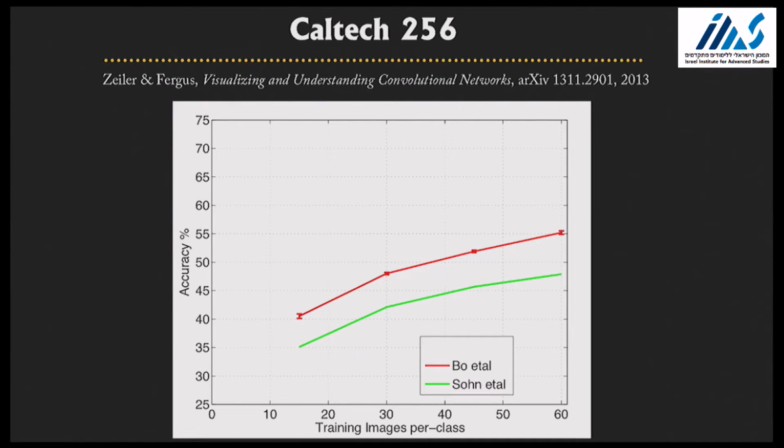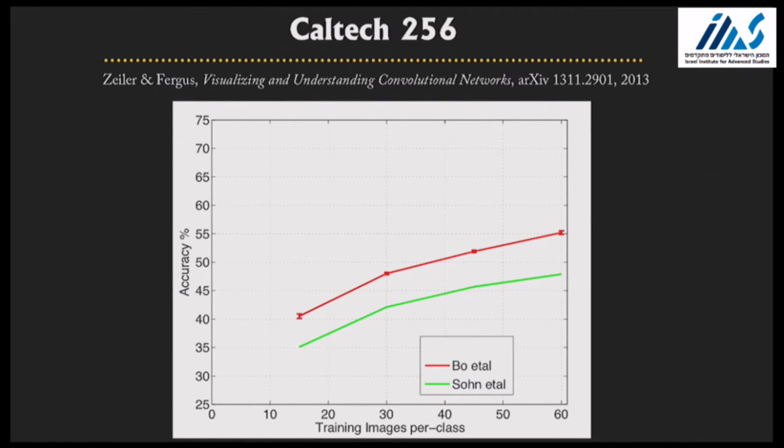Many people have found this. I'm just showing this on a slightly older data set. This was Caltech 256, which has a fairly limited number of training examples per class. These were some existing methods at the time we were doing this work, a couple of years ago. And now if you just try retraining, this is an ImageNet trained model.